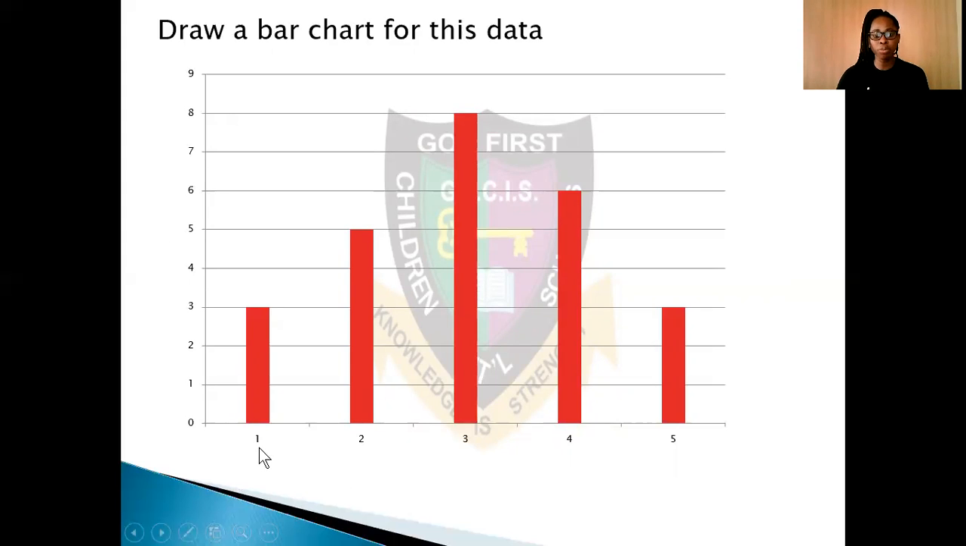One apple, 3 people got 1 apple. 2 apples, 5 people got 2 apples. 3 apples, 8 people got 3 apples. 4 apples, 6 people got 4 apples. And 5 apples, 3 people got 5 apples. So the information has been represented using a bar chart.